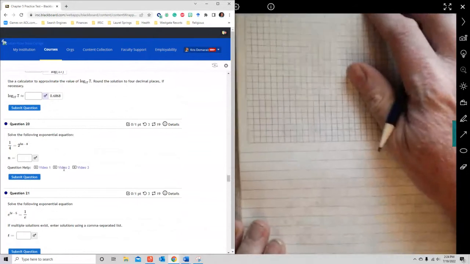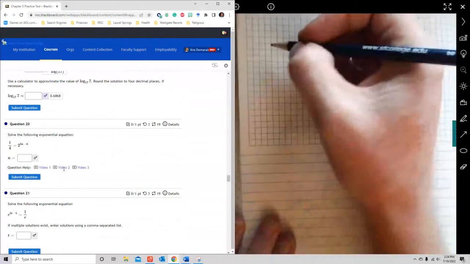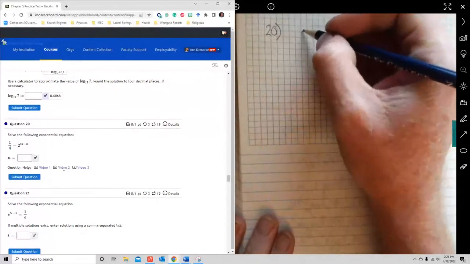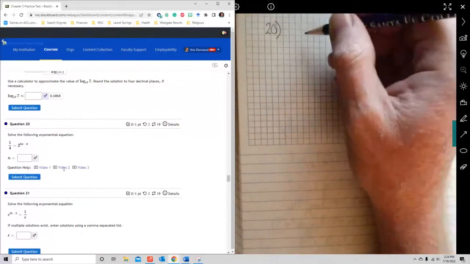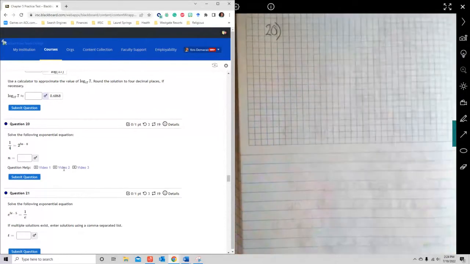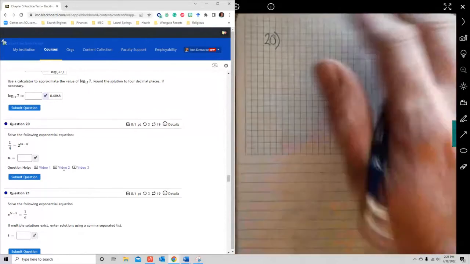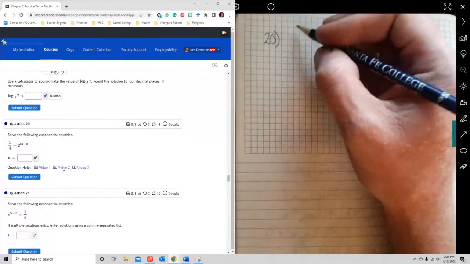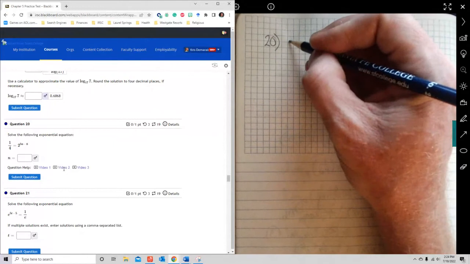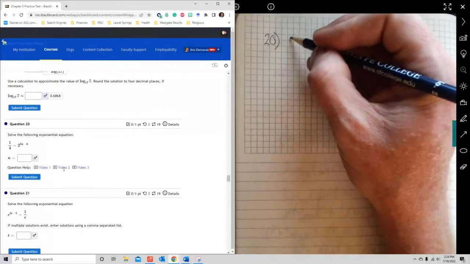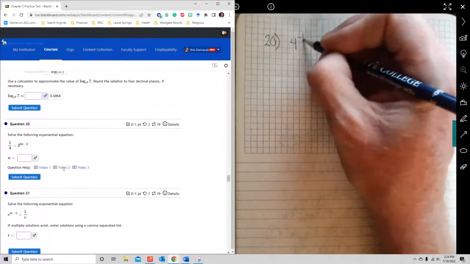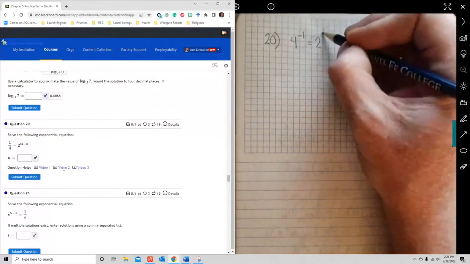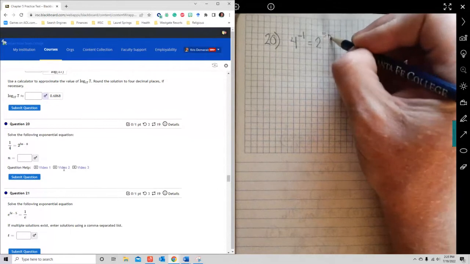Now, number 20. Okay. Now, 20 says to solve the following exponential equation. Now, I remember teaching you that you need to get the base to be the same so you can set the exponential powers equal to each other. So what we're going to do is move the 4 up and make it a negative exponential power. And then now we have the 4 on the same level playing field as the 2.